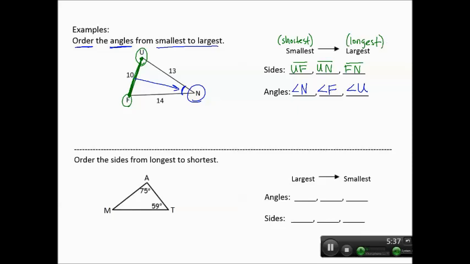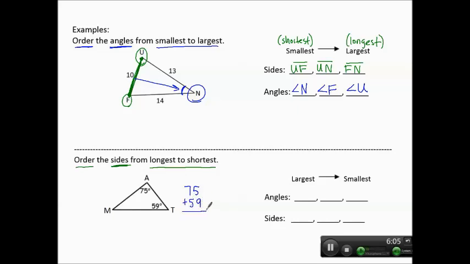Let's take a look at the next example. Order the sides from longest to shortest. Now again, I don't have any side lengths, but I do have some angle measures. Unfortunately, I don't yet have all the angle measures, but we can find that easily because we know that the angle measures in a triangle add up to 180.